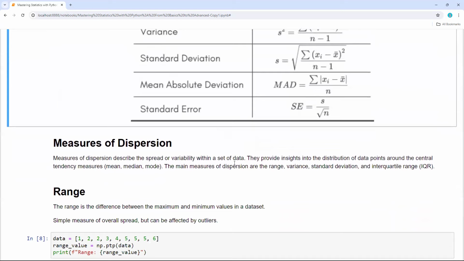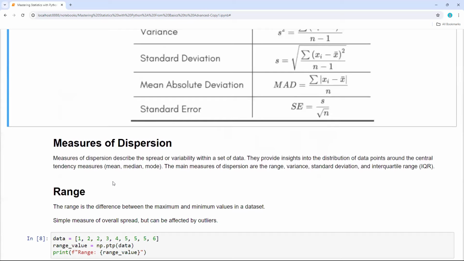Measures of dispersion describe the spread or variability within a set of data. They provide insights into the distribution of data points around the central tendency measures: mean, median, and mode. The main measures of dispersion are range, variance, standard deviation, and interquartile range, IQR.